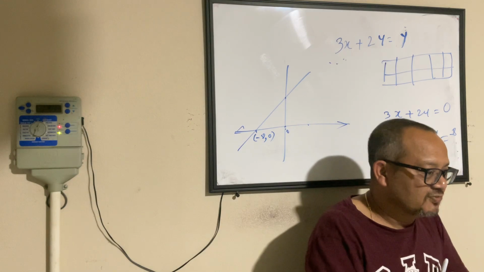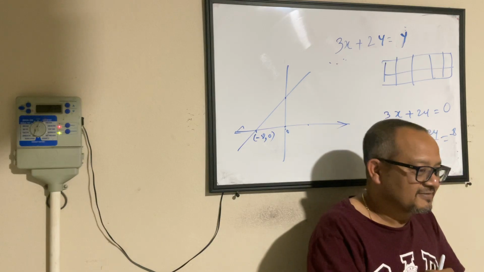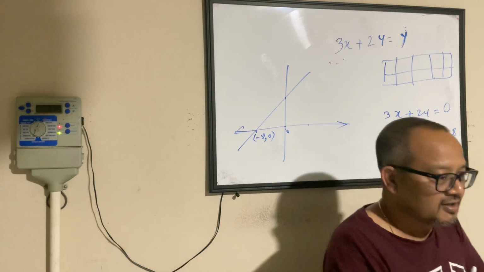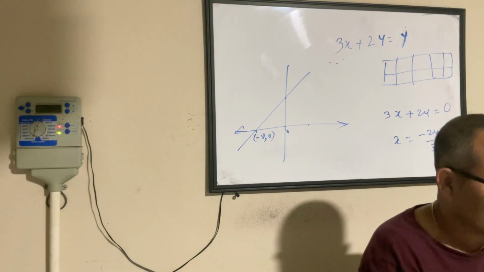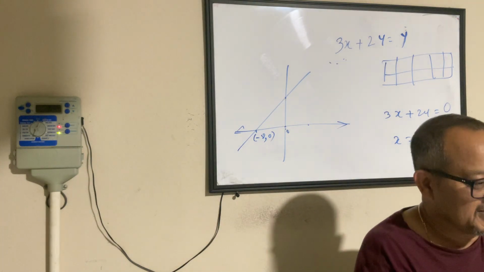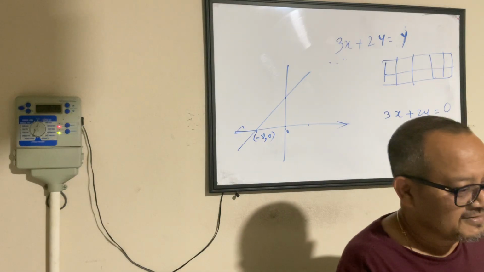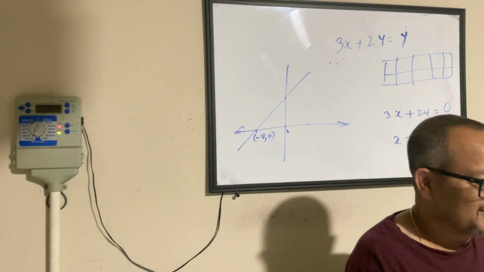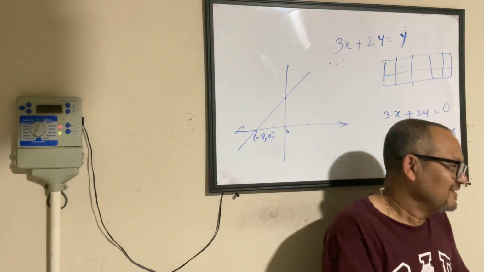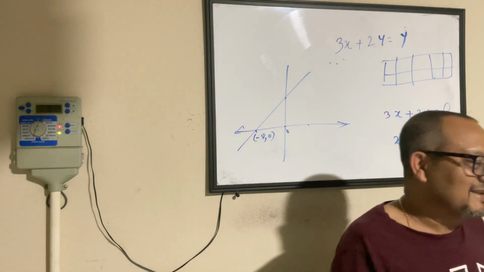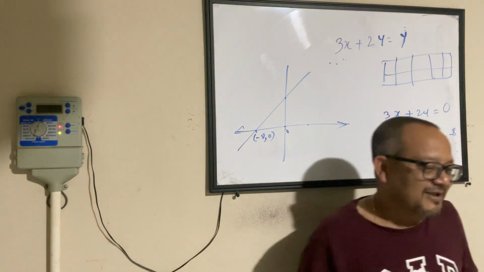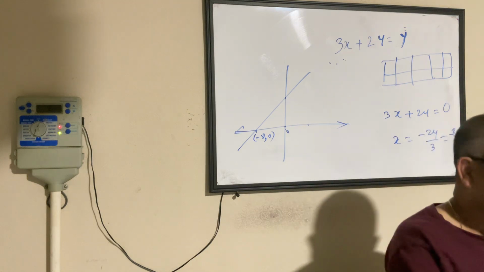Is everybody with me so far? Yes, sir. Okay. Yes, sir. Let me see if Myra is with me. Myra, are you with me? Yes, sir. Okay. Alright, we'll take it offline.